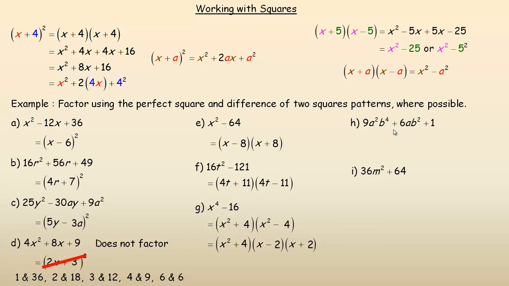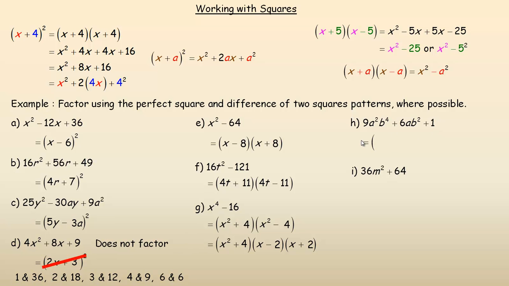In H, we have a trinomial again, so not the difference of two squares. It does start with a perfect square. See, 9 is a perfect square, and so is a squared and b to the 4th. Whenever you have a power of some variable term, as long as the exponent's even, it's going to be a perfect square. Now, 1 is the simplest of all perfect squares because it's 1 squared. So it actually ends in a perfect square as well.